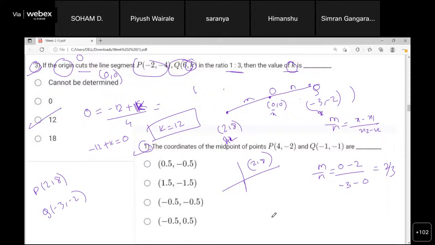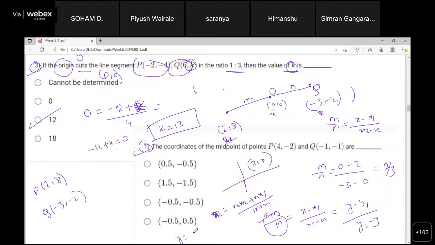So you can use this formula. m by n equals x minus x1 upon x2 minus x equals y minus y1 upon y2 minus y. Directly you will get the m is to n ratio. Or the general formula: x coordinate equals mx2 plus nx1 upon m plus n, same for y coordinate. Then you need to solve these two equations. But it is a simpler way. If you remember this formula, you can directly go for this. Or you can go from this formula also. Same thing, my2 plus ny1 upon m plus n, right?